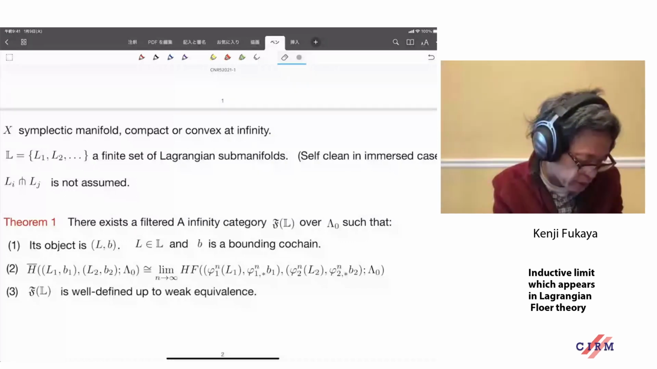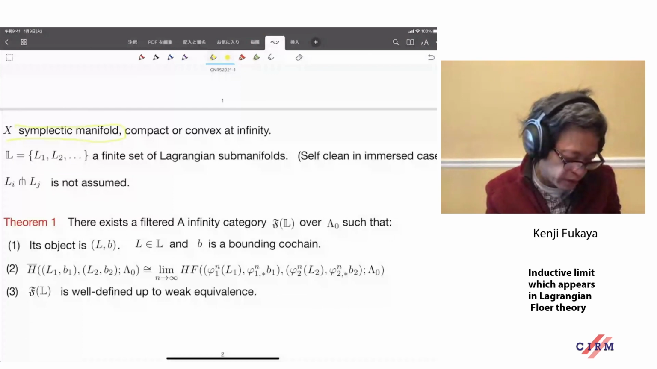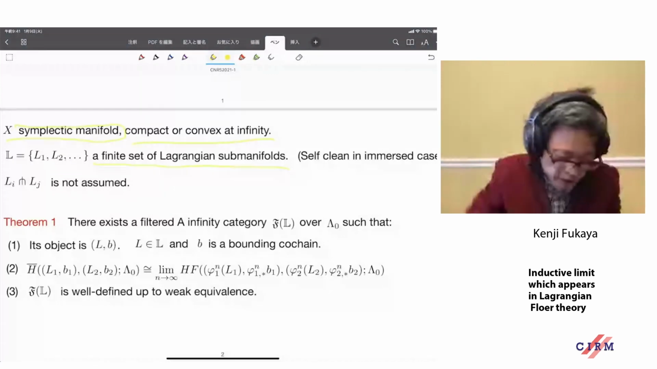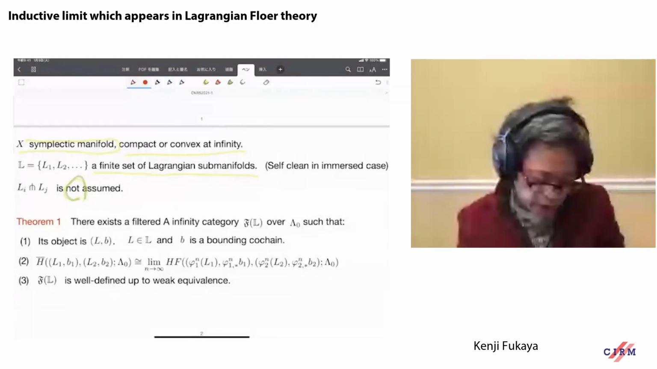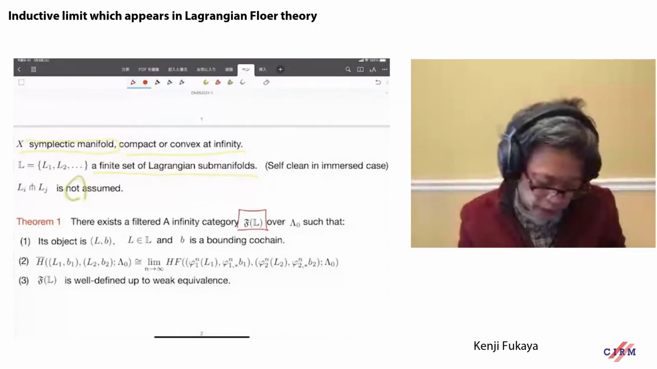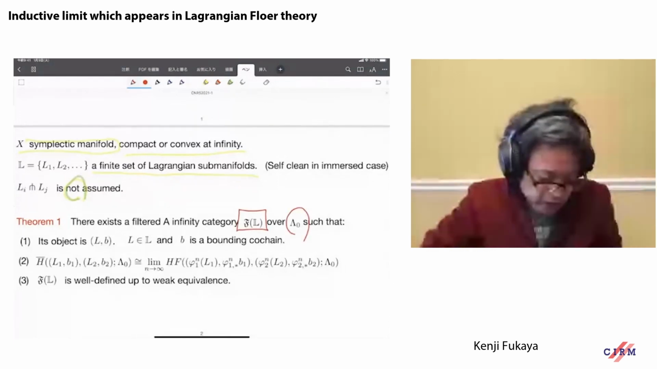Suppose we have a symplectic manifold, which is compact or convex at infinity, and we take a finite set of Lagrangian submanifolds. It's important that we don't assume transversality among the Lagrangian submanifolds. And the first theorem says the following. Without assuming this transversality, we can still construct this filtered infinity category over the Λ0 Novikov ring, which I will explain.